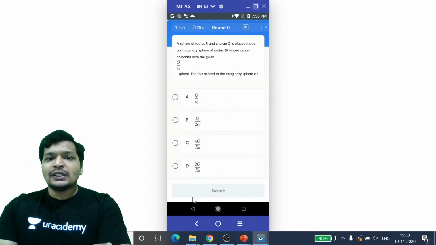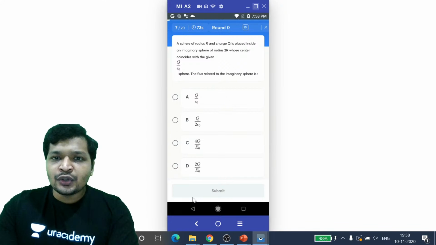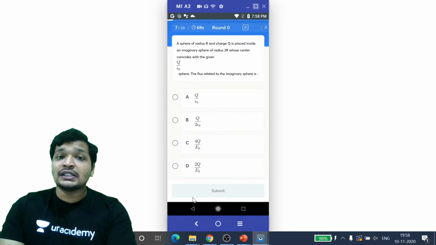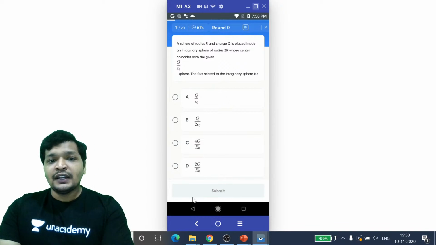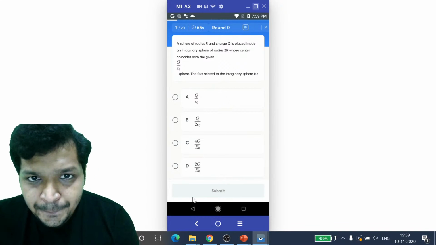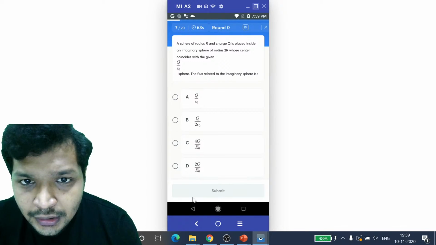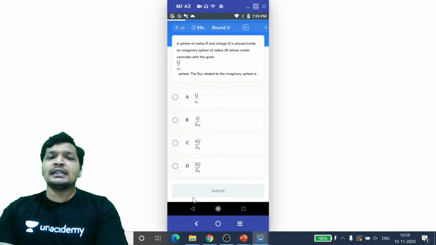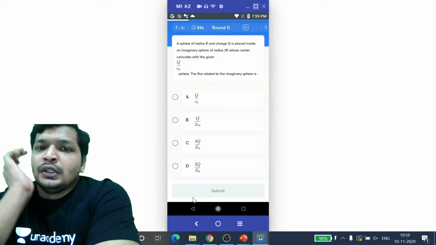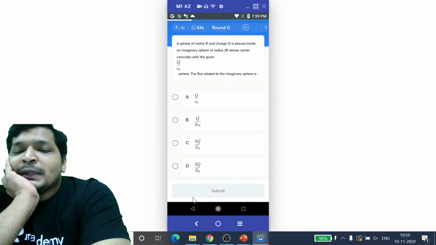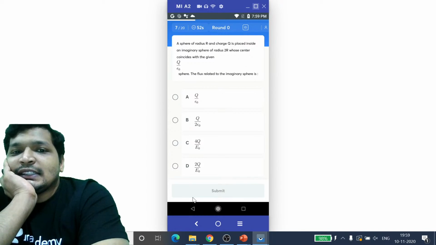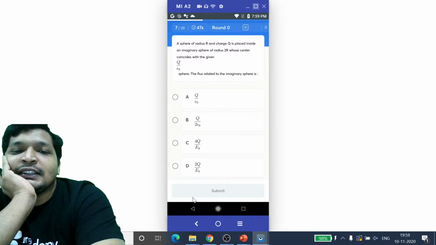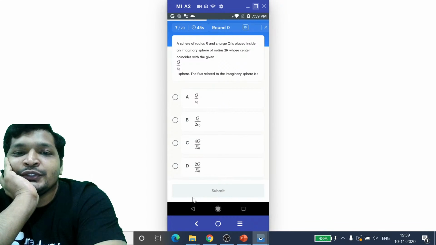Okay. A sphere of radius r and charge Q is placed inside an imaginary sphere of radius 2r whose center coincides with the given sphere. The flux related to the imaginary sphere is? Think about it carefully. What would be the flux? I think there is a blunder in this question. In a way, the answer is given to you, isn't it?